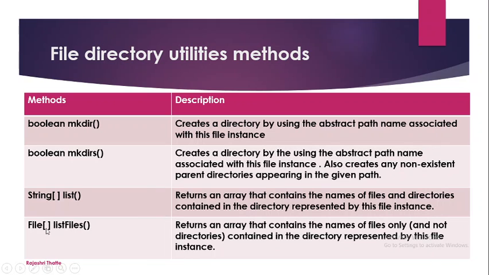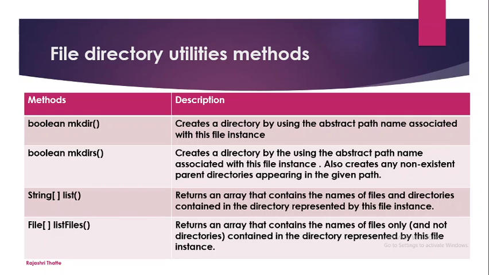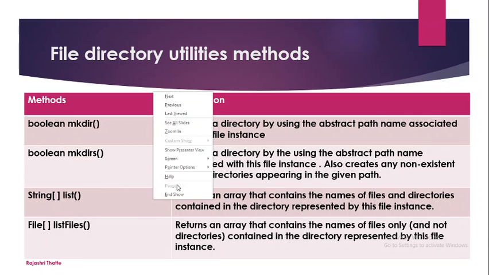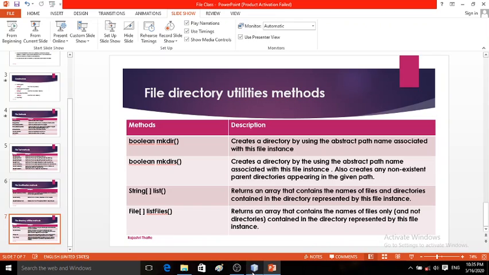Here, instead of returning a string, the return type is a File array. So it returns an array that contains the names of files only and not directories contained in the directory represented by this File instance. So these all are the methods available in the File class. Now we will see how to use these methods.